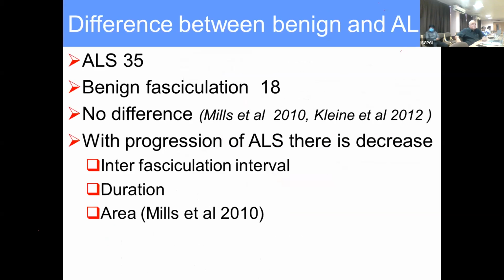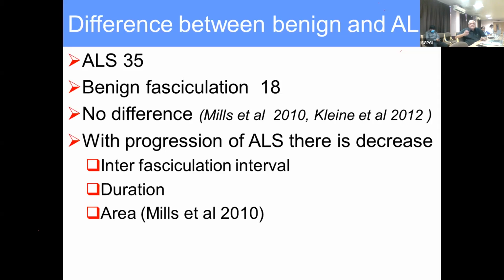Now, I had told you the difference between benign and malignant fasciculations, and we had told you the differences for answering in examination and passing the examination. But this is a study by Kerry Mills from London. It was interesting. They looked at 35 ALS patients and 18 patients with benign fasciculations. And they concluded in this paper in Brain that there was no difference in the benign and malignant fasciculations. So this is all right from common sense.